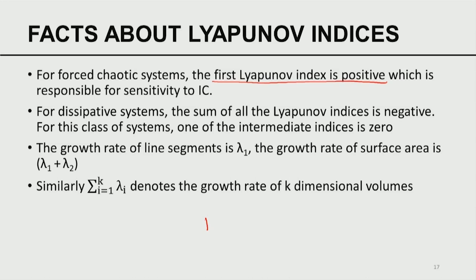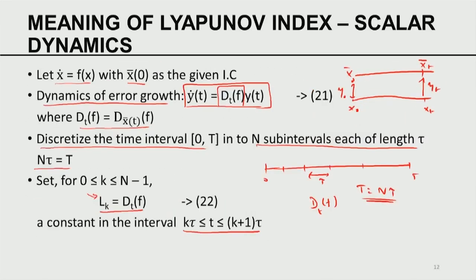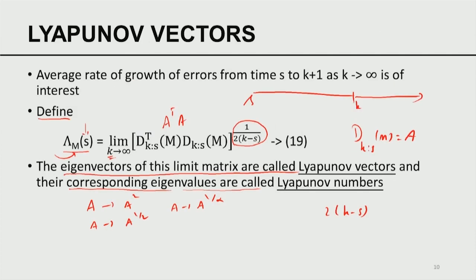You remember we talked about the matrix. Let's go back. In the definition of Lyapunov indices, we talked about this matrix in equation 19. Lambda m is a matrix. A matrix has m different eigenvalues. If I talk about the analysis of the first eigenvalue, that leads to the first Lyapunov index. The second eigenvalue leads to the second Lyapunov index. So if the order of the system is 3, in general it should have 3 Lyapunov indices. I only talked about the maximum value of the Lyapunov index, or the Lyapunov index corresponding to the first eigenvalue.